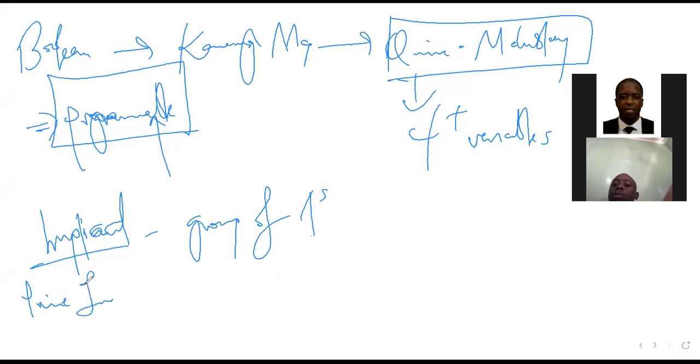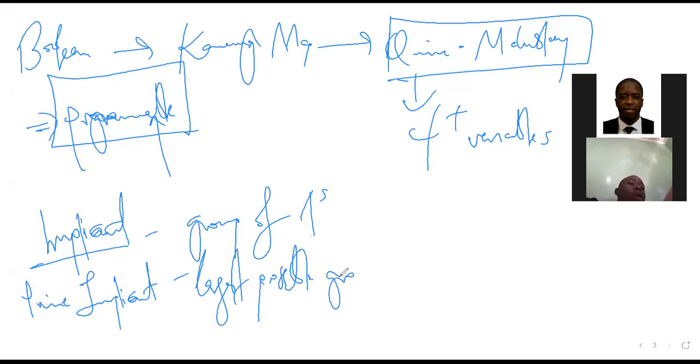We have what we call a prime implicant. So a prime implicant is the largest possible group of ones.